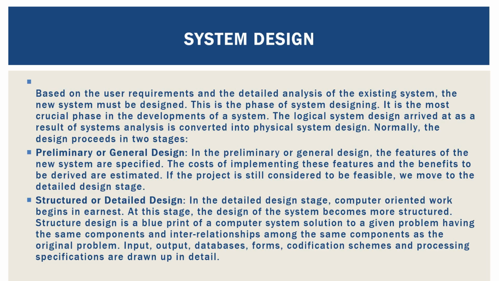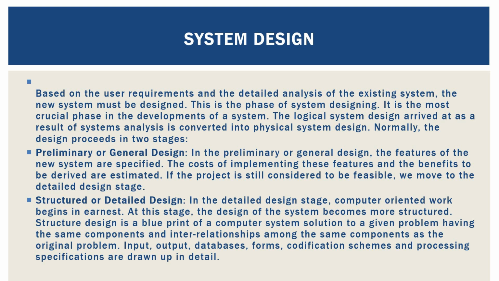Design normally proceeds in two stages. The first is what we call preliminary or general design. Under this one, the features of the new system are specified, and the cost of implementing these features and the benefits to be derived are estimated. If the project is still considered feasible, move to the detailed design. It's like having a sketch of what we want, with rough estimates of cost, features and benefits. If it's feasible, that's when we move on to the structured or detailed design.